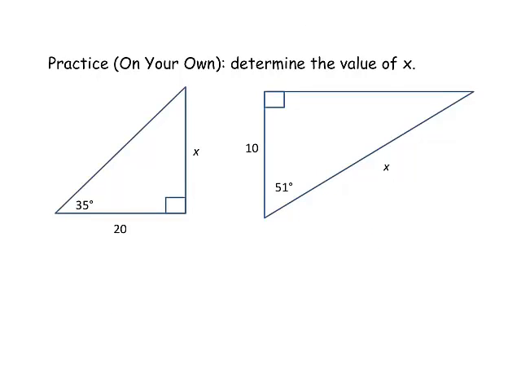To end this lesson, here's a couple of practice questions for you to try on your own. In each diagram, you're asked to determine the value of x, which is one of the missing sides of the right triangle. So keep in mind that you'll want to carefully figure out which trig ratio applies best in each one of these problems, sine, cosine, or tangent.